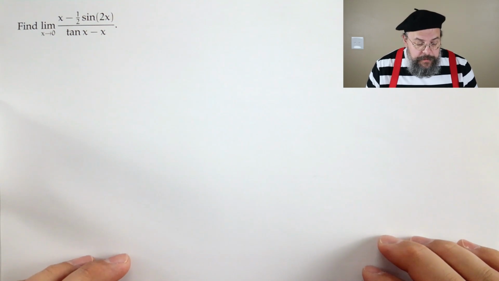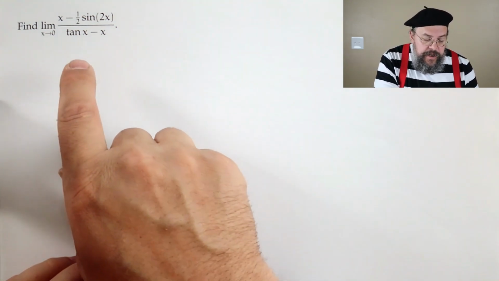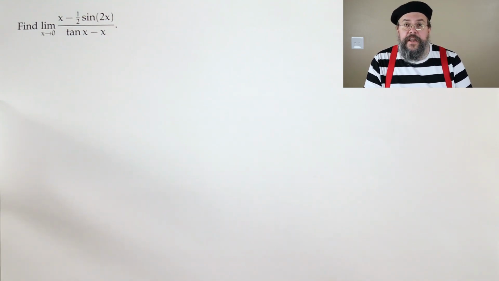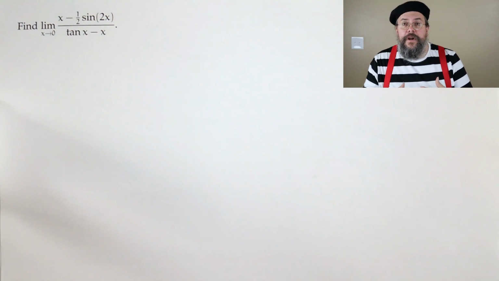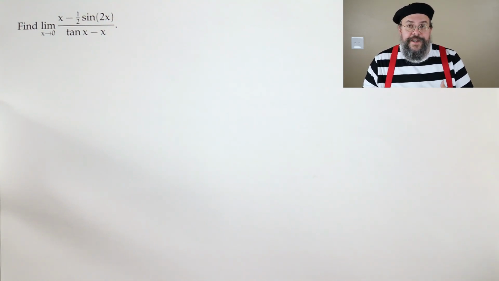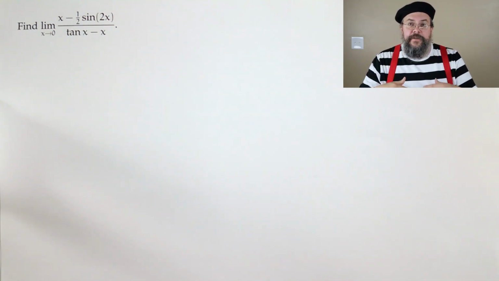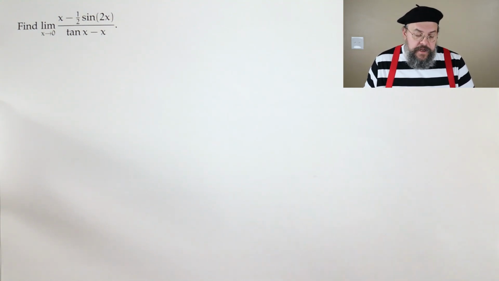So our first problem, find the limit as x goes to 0 of x minus a half sine of 2x, divided by tangent of x minus x. All right, so whenever we're doing a l'hôpital problem, the first thing we do is say, all right, can we apply l'hôpital? So we ask ourselves the question, is it a fraction? And it is. And is it going to something indeterminate, 0 over 0 or infinity over infinity?